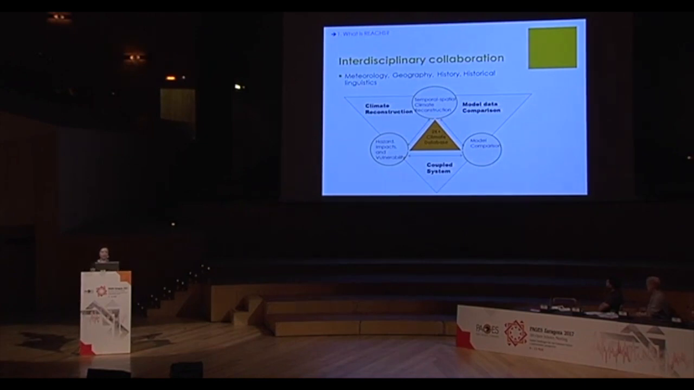Since we are mainly dealing with historical records, we need a highly interdisciplinary collaboration among different disciplines. So now we have research staff from meteorology, geography, history, and historical linguistics, who can help us make sure that we correctly interpret the historical words, which might be very different from the current interpretation. Different researchers take over different parts of the research work, and then we collaborate and have very intense communication with each other to carry out this project.